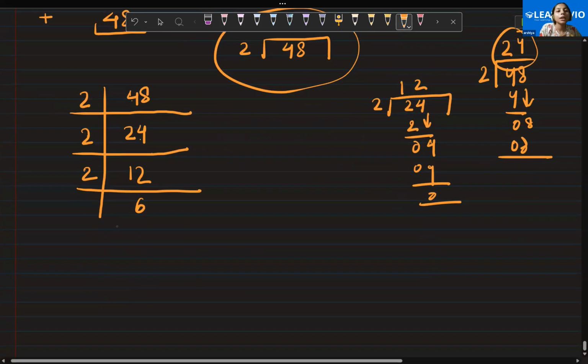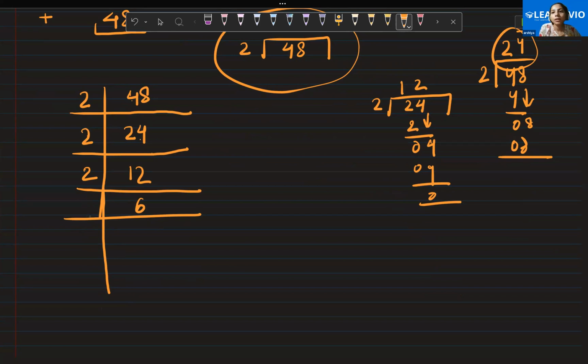Okay. Now again, let me extend this line. Is 6 divisible by 2?